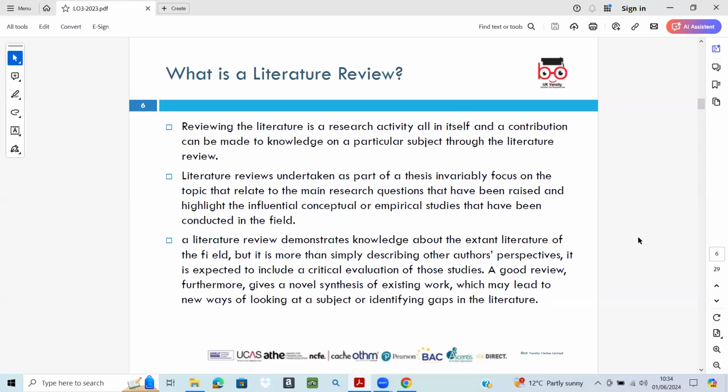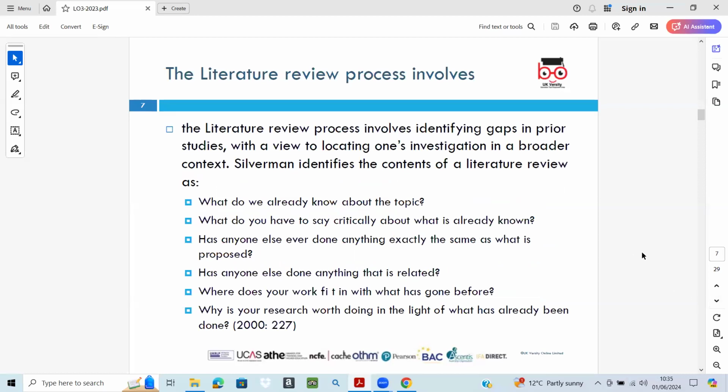For identifying gaps, one of the key contributions of a literature review is identifying areas where knowledge is lacking. For example, you might find that while many studies focus on patient satisfaction with telehealth, fewer studies have investigated long-term health outcomes, indicating a gap that your research could address. So, we have covered this slide. Move to the next slide.